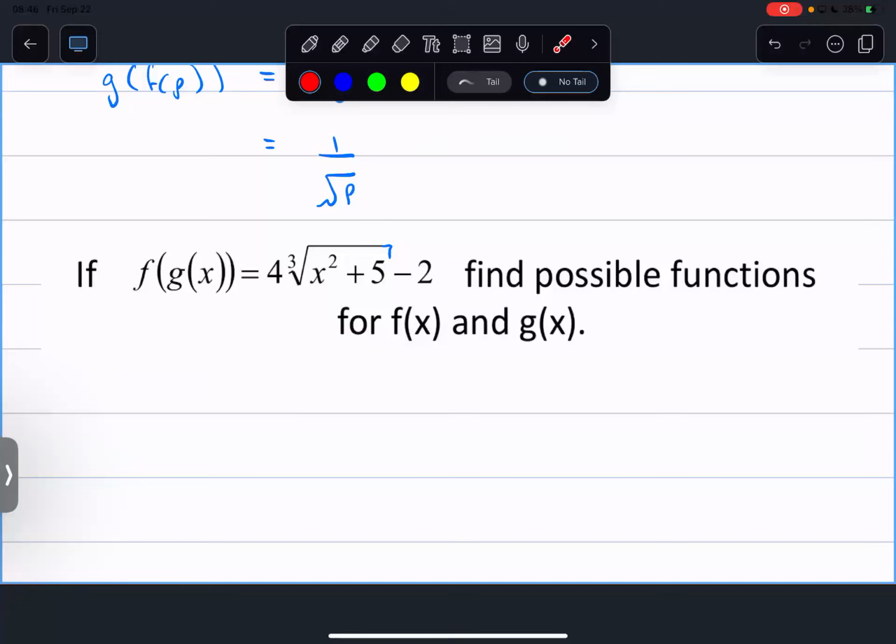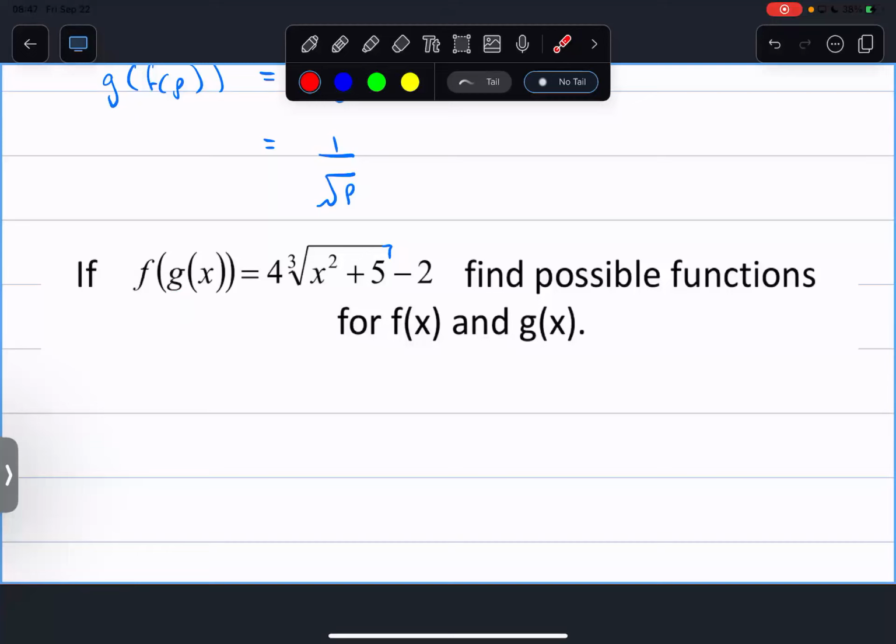There are different ways, so different functions. So find possible functions for f of x and g of x. And there's lots of different options, okay? But being able to kind of pick functions apart like this is gonna be really useful. And so here we go. Let's see. So g of x is on the inside, right? So the inside function was put into the outside function, right?